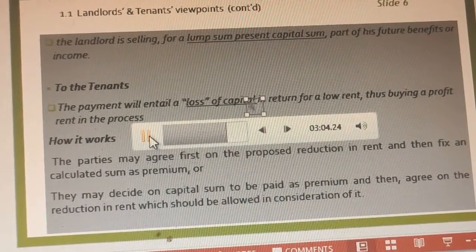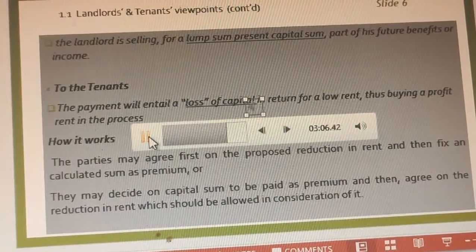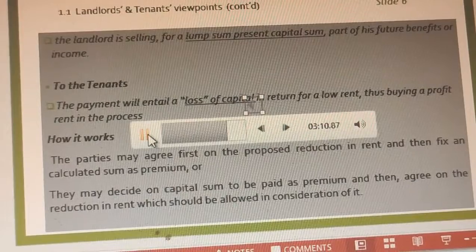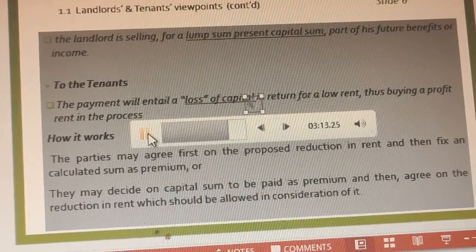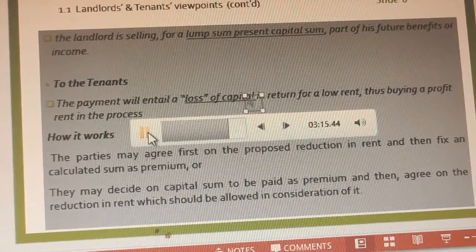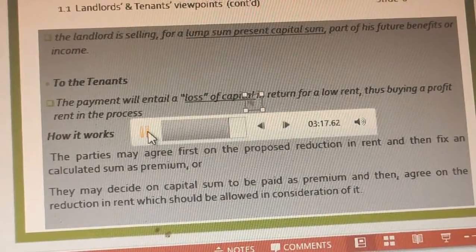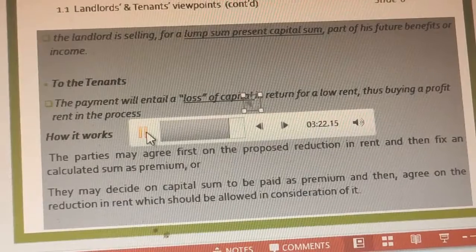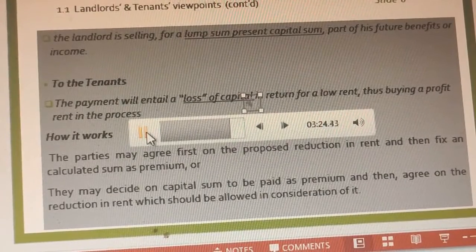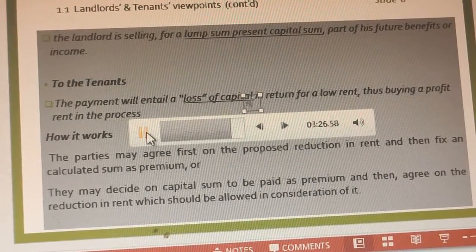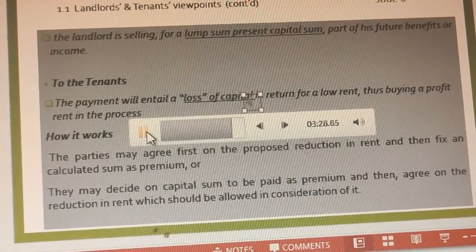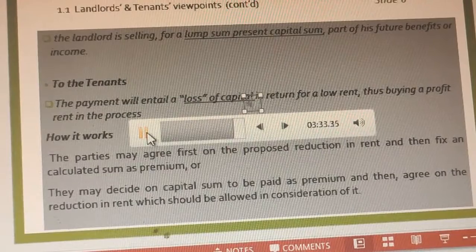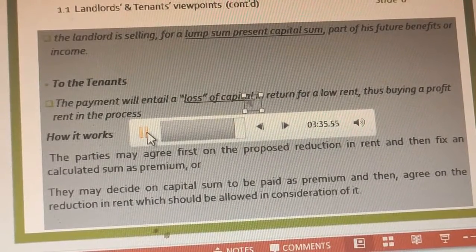The parties may first agree on the reduction, say 5,000 naira reduction. So instead of paying 40,000 naira rental value, he pays 35,000. The remaining 5,000 is the profit rent, which is capitalized to determine the lump sum, that is the premium that will be paid. That's why I said calculated. It has to be calculated, because no party must lose in that transaction. It is not meant for any party to lose out in that transaction. So it will be calculated like that.